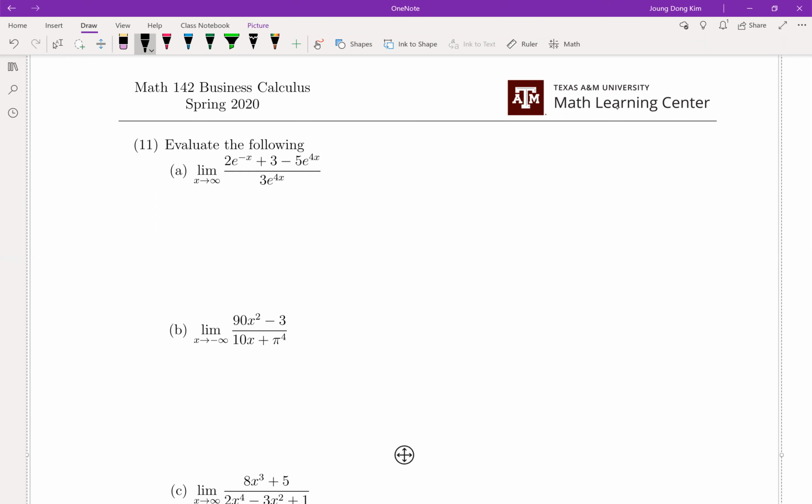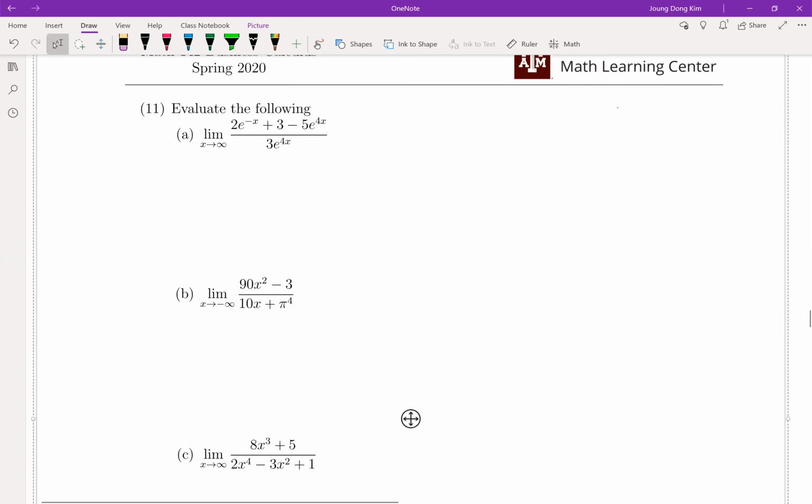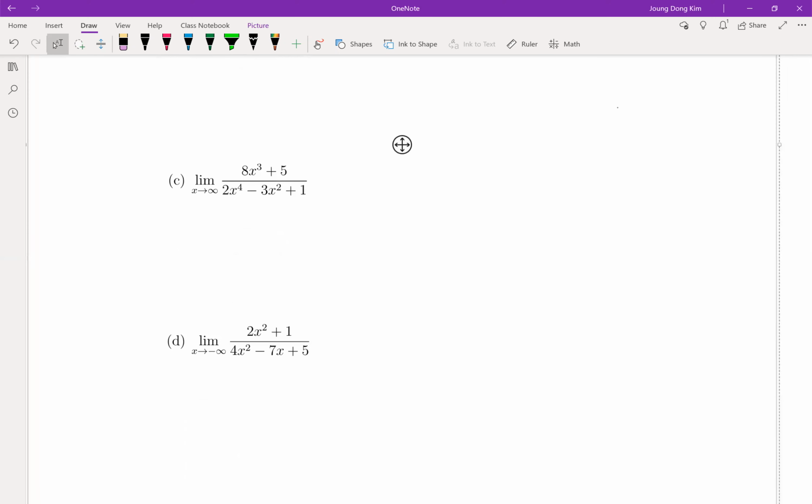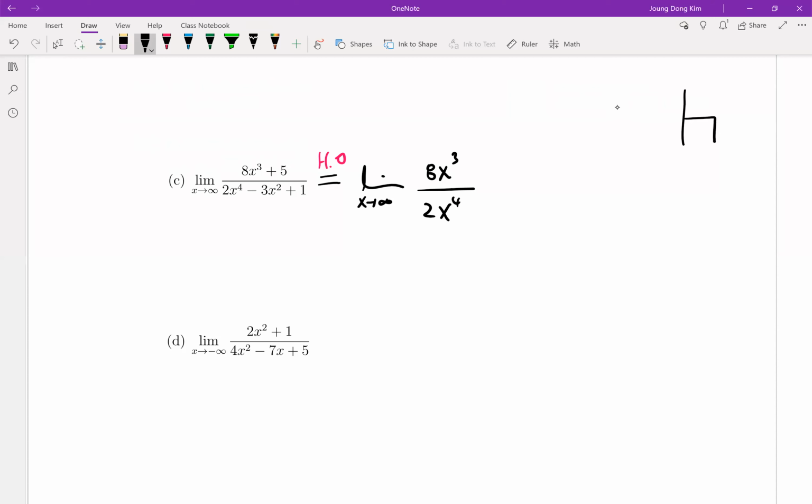First of all, let's start from problem C, because this is a really trivial problem. By higher order, we don't have to worry about all the other terms, just the leading term of the numerator and denominator, that's it. Some of you already know the answer. Your denominator is faster than the numerator, or your denominator is stronger than your numerator. Don't forget this.